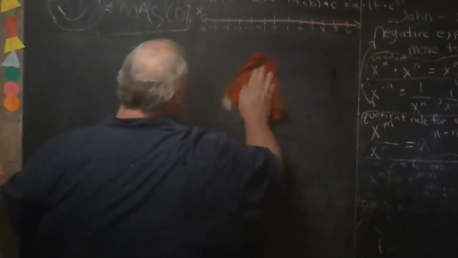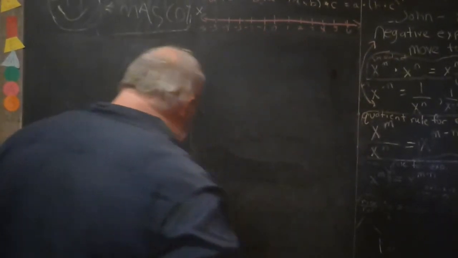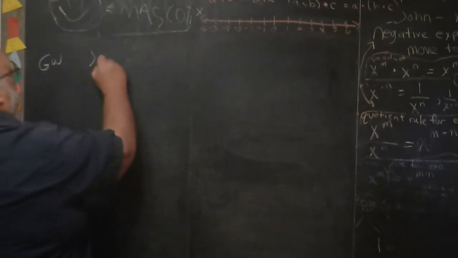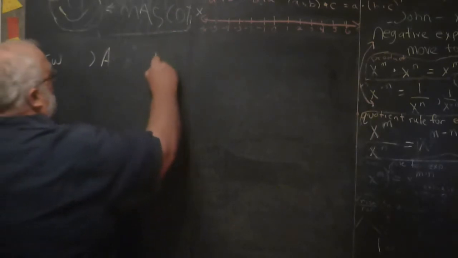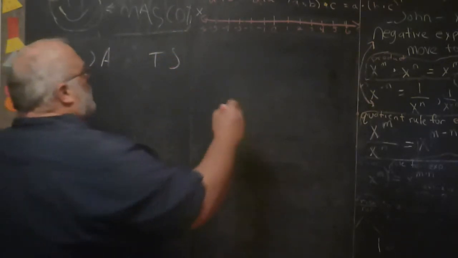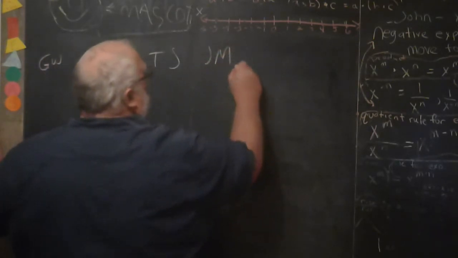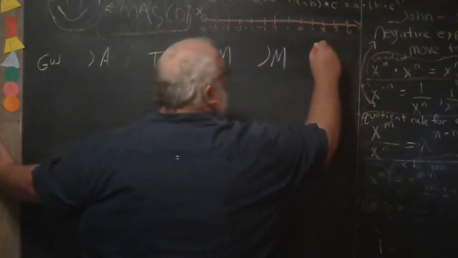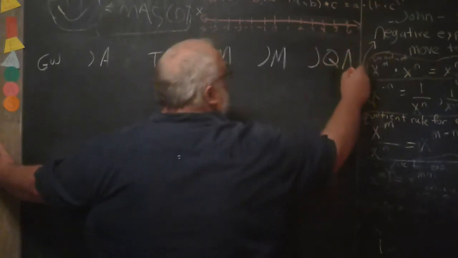The first 6 presidents. Well, we've got George Washington. We've got John Adams. And we've got Thomas Jefferson. And then from Jefferson, we've got James Madison. Then we've got James Monroe. And then we've got John Quincy Adams, JQA, who is John Adams' son.